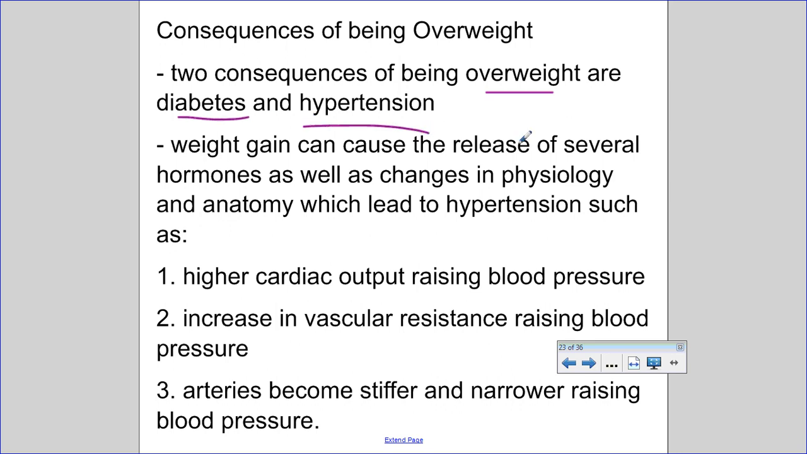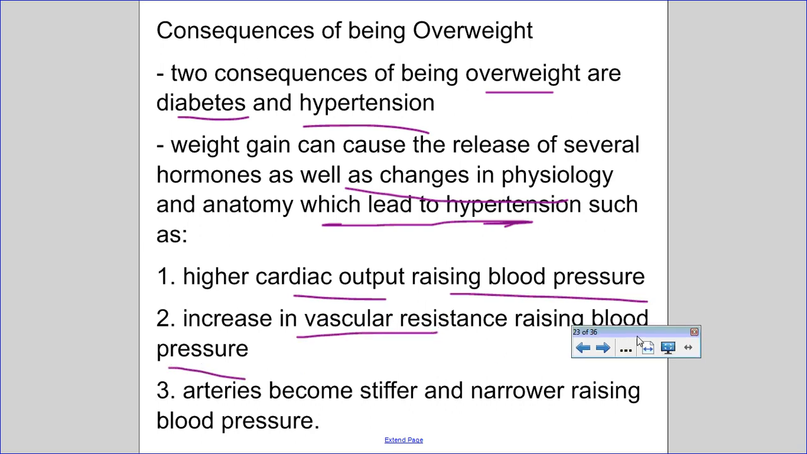So weight gain can cause the release of several hormones, as well as changes in the physiology and anatomy, which can lead to hypertension, such as a higher cardiac output, which raises blood pressure. High blood pressure is bad. An increase in vascular resistance also increases blood pressure. And it can result in the arteries becoming stiffer and more narrow, also raising blood pressure.